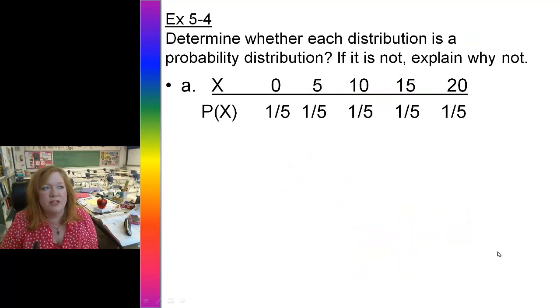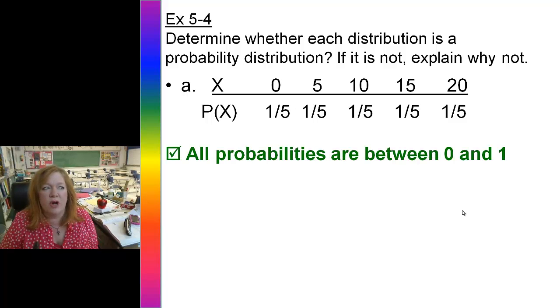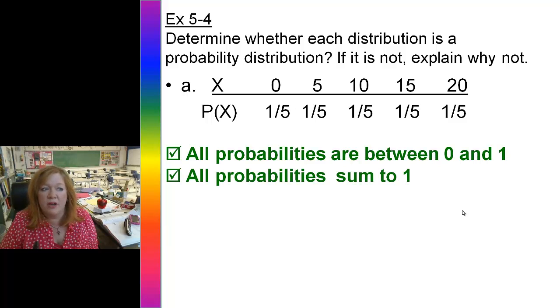What do we got next? Determine whether each distribution is a probability distribution. If it's not, explain why not. 2 things you've got to check for are the probabilities between 0 and 1. In this case, they all are because they're all 1/5. Do they sum to 1? Oh yeah, buddy. So this is a probability distribution.